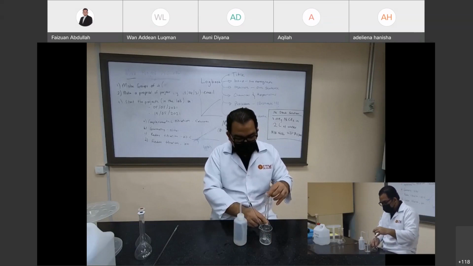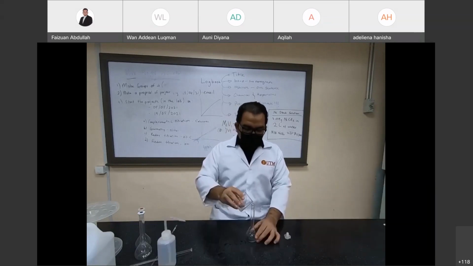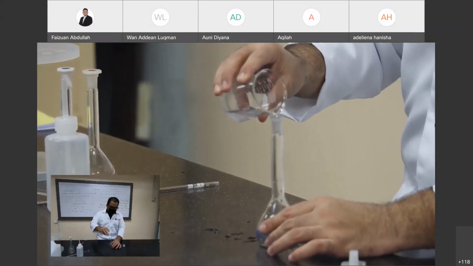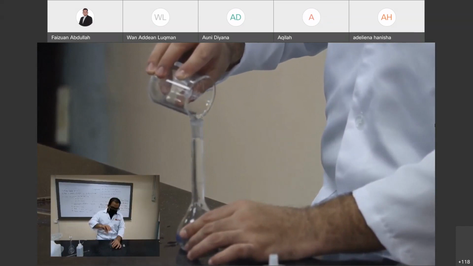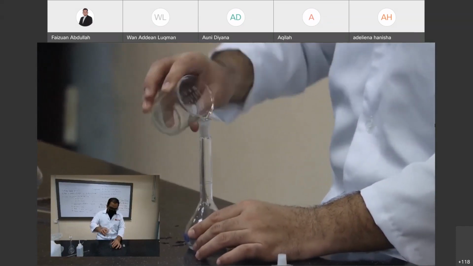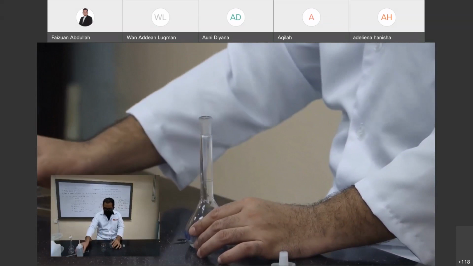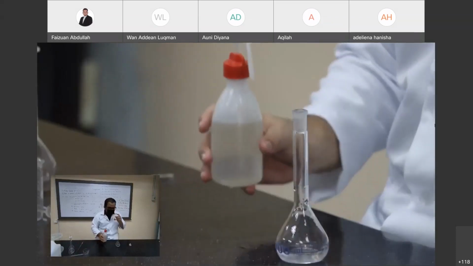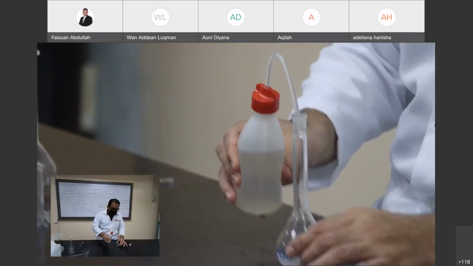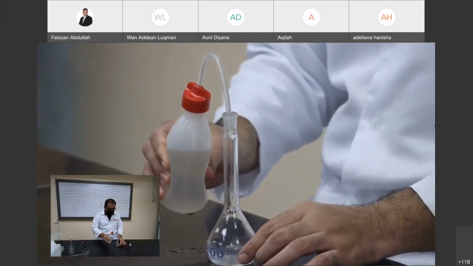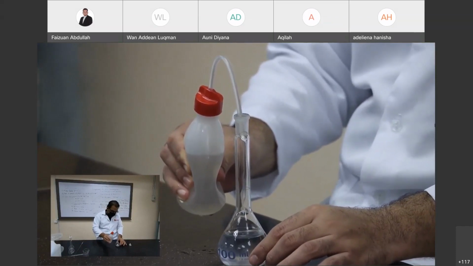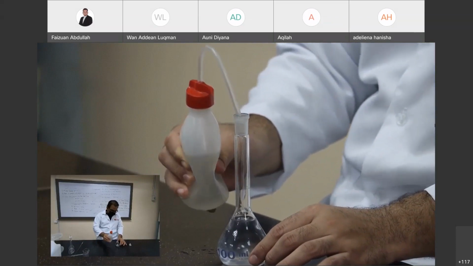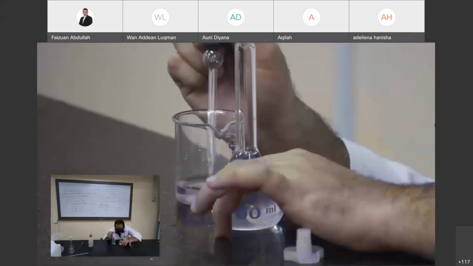Then we can start transferring the solution into the 100 milliliter volumetric flask. This is how it is going to be done. Then we add distilled water, the deionized distilled water, into the volumetric flask up to the mark. We have to be very careful. We have to make sure that we have eye level observation. Now, since it's coming to the mark, I have to stop. I have to make sure that I am at the level.